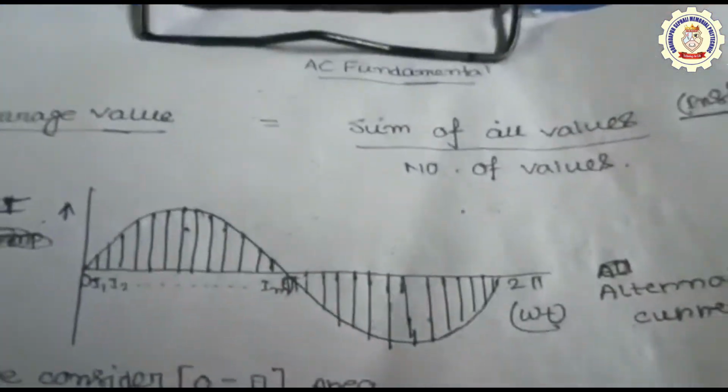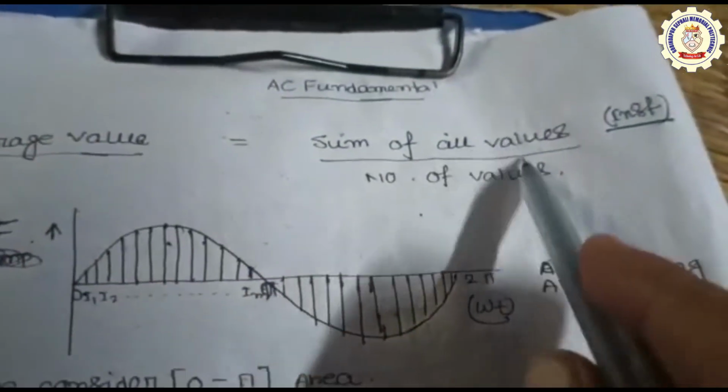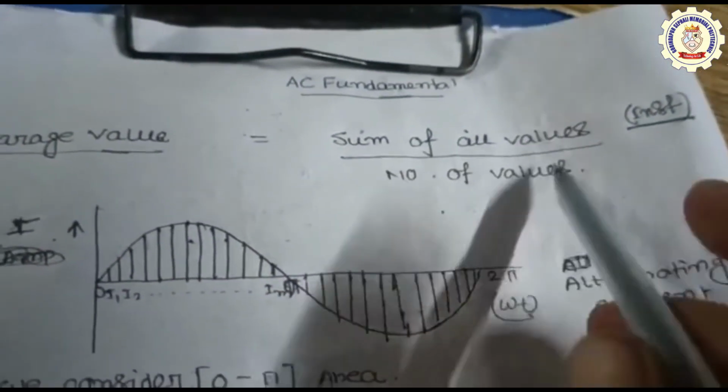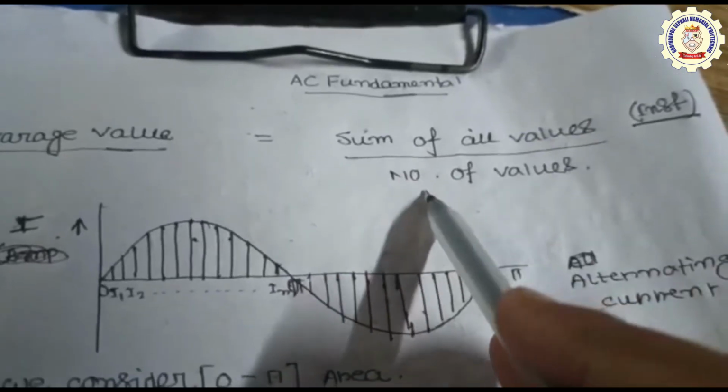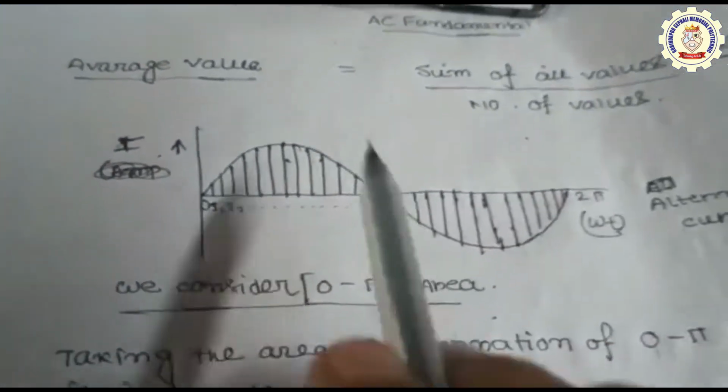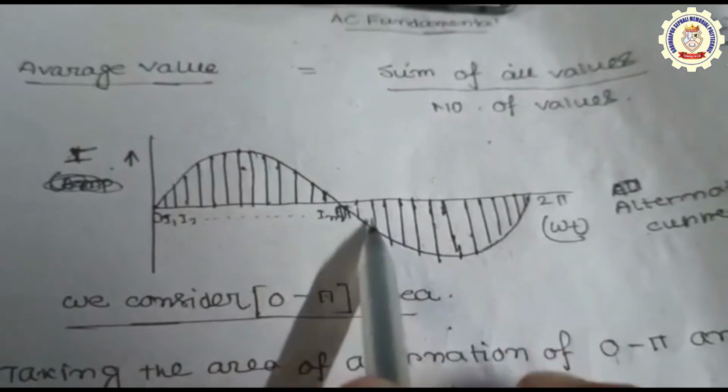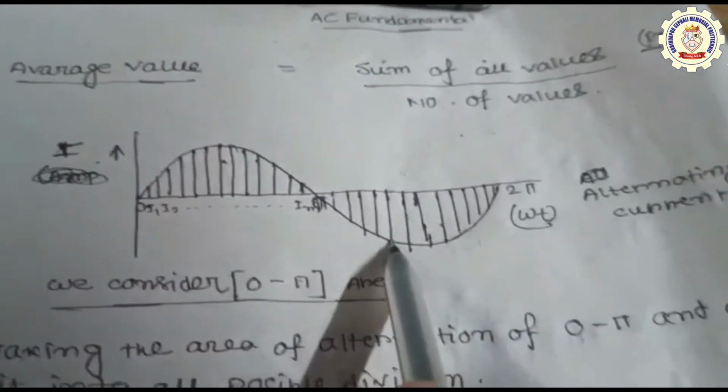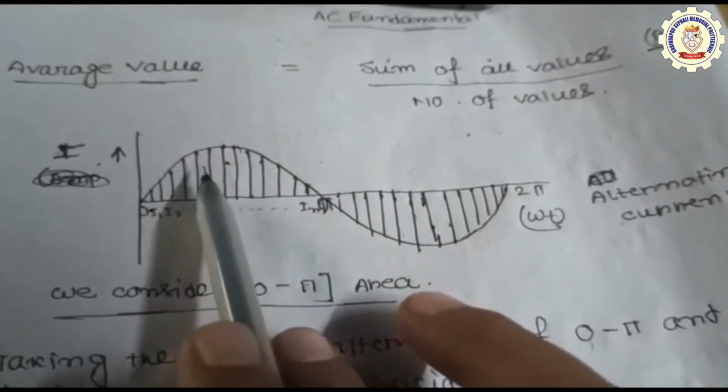Now we calculate the average value. Okay, average value of alternating current. It is the formula: sum of all values divided by number of values. Sum of all instantaneous values divided by number of values. And look at here, this curve. This is a full cycle. It is a positive half cycle and negative half cycle. It is the current curve, alternating current.